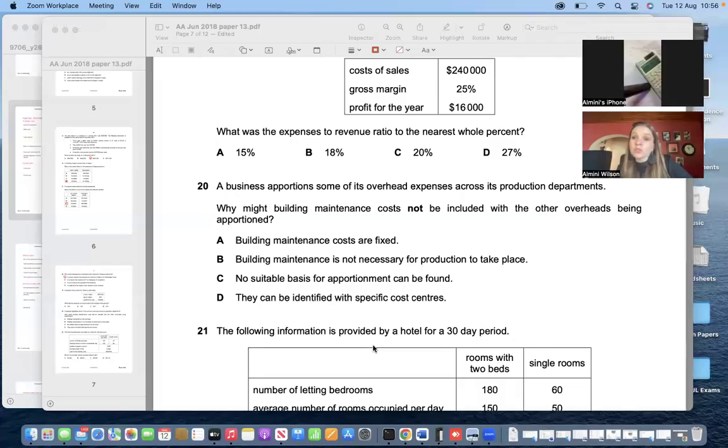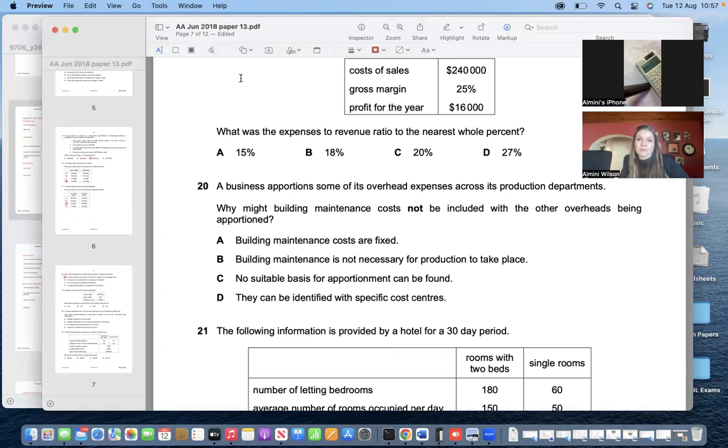So I think with this one, just read through each option carefully. But remember, building maintenance can be identified with specific cost centers. So you can say that this cost center cost this much for maintenance. We had to fix this, we had to fix that. So you don't have to include it with the other overheads that are more difficult to identify with a specific cost center. So unfortunately, with this one, my only advice is to go and study your theory.